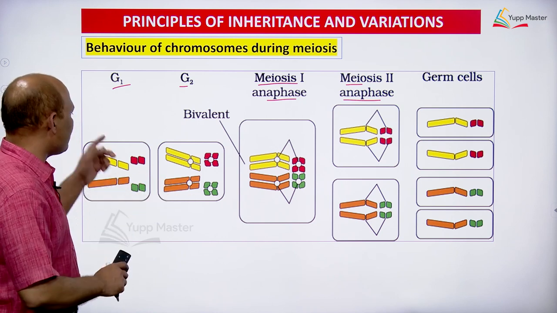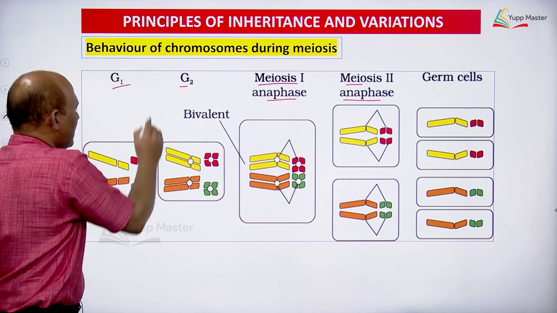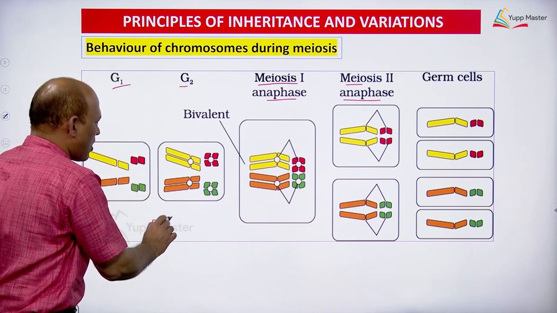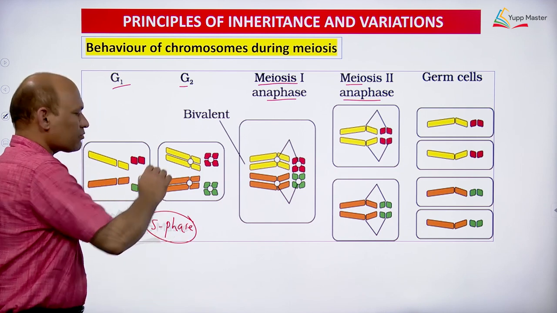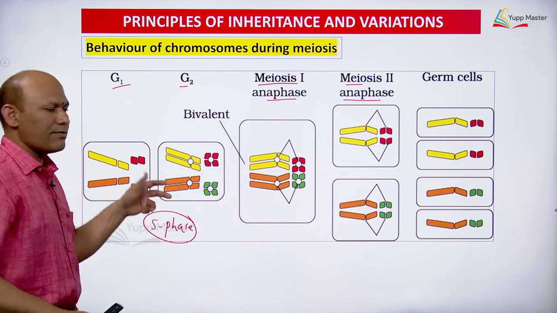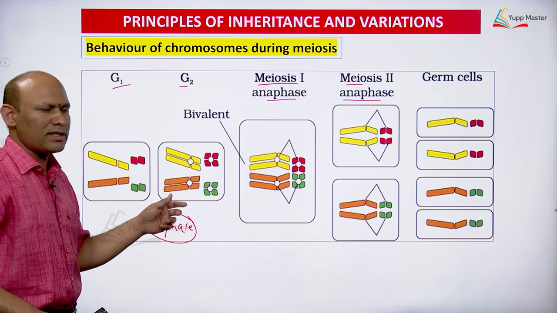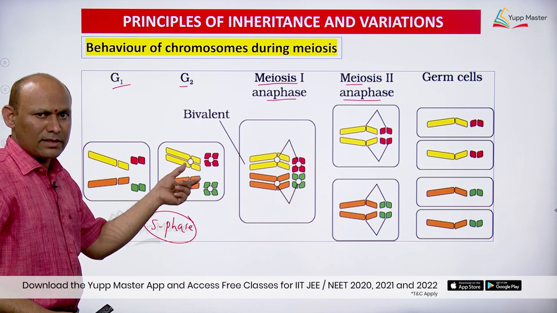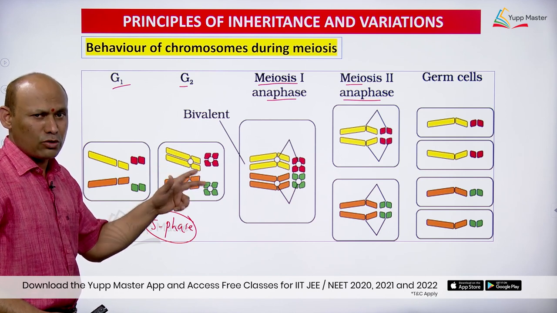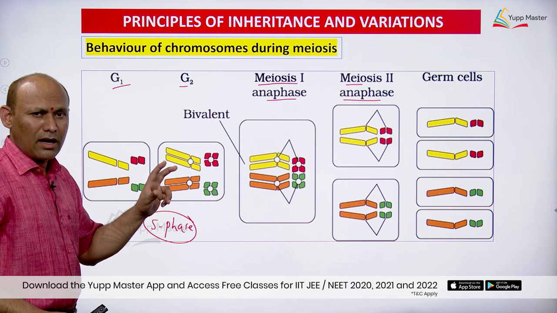Dear students, it's very simple. G1. So here S phase will be there, right? So during S phase, what happens? DNA undergoes duplication. When DNA undergoes duplication, what happens, dear students? See, chromosomes will get duplicated, right? So their number will remain same. You need to understand. I hope you understood.